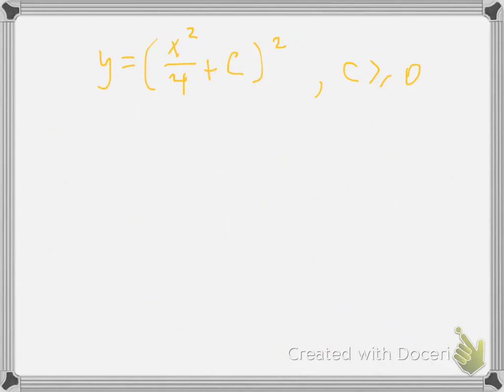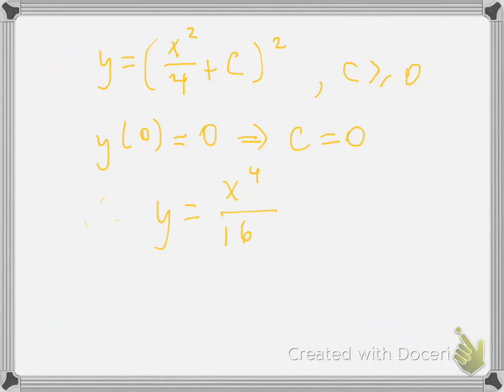So y equals the quantity x squared over 4 plus c, quantity squared. And here, notice if I had not been keeping track of the fact that c was greater than or equal to 0, c could have been anything. So I'm just keeping track of that so we don't lose any information. Now, my initial condition was y of 0 equals 0, so that means that c equals 0. So my solution is y equals x to the 4th over 16.